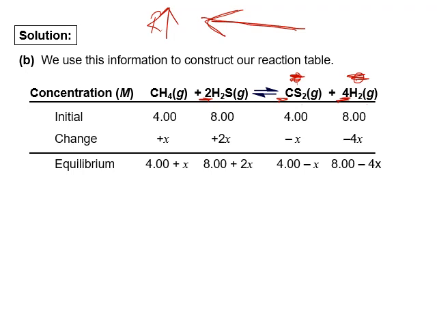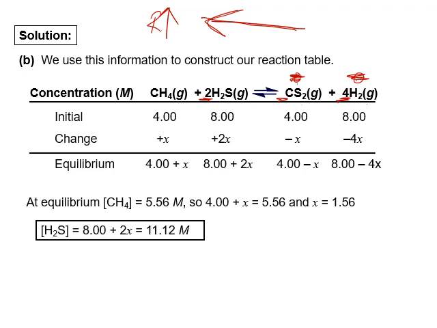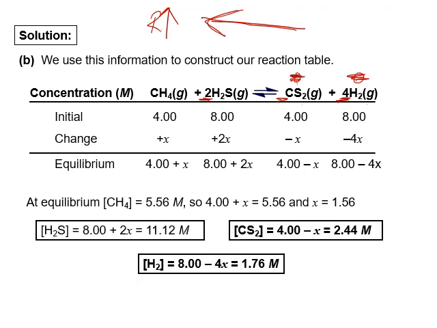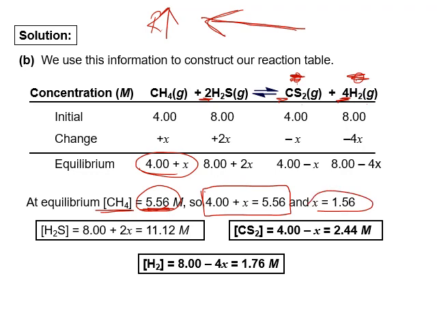Now you plug everything into the equation of Kc and you solve for x. The question says methane at equilibrium is 5.56, which means I can simply say that 4 plus x is equal to 5.56. So this is my equation and I solve for x. X comes out to be 1.56. Once I have the x, plug those x values into all these concentrations that you see at equilibrium. Methane is this, H2S is this, CS2 is this, hydrogen is this, and you solve for each of your x values.